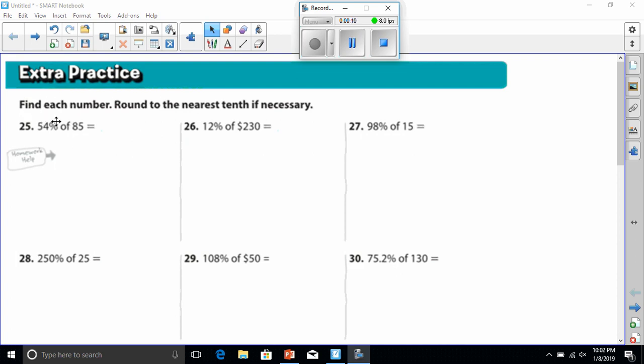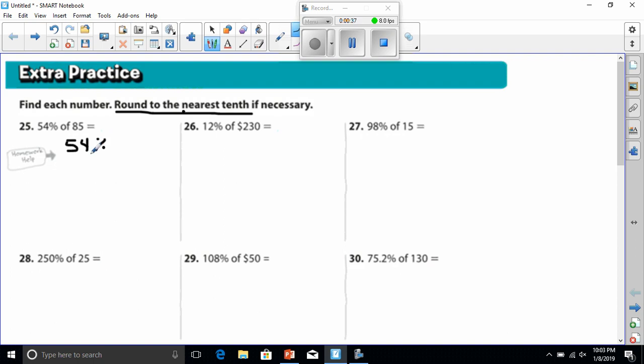Let's go ahead and work all the odd ones tonight, and you can work the even ones. Find each number, round to the nearest tenth if necessary. Let's always remember to round to the nearest tenth. Okay? So we have 54% of 85. Well, this is simply taking 54%.